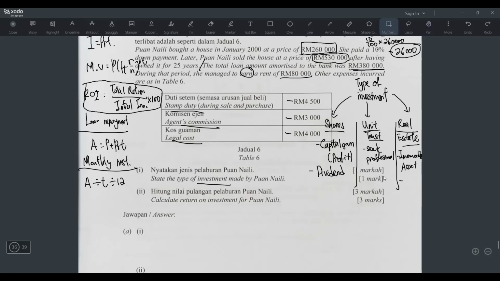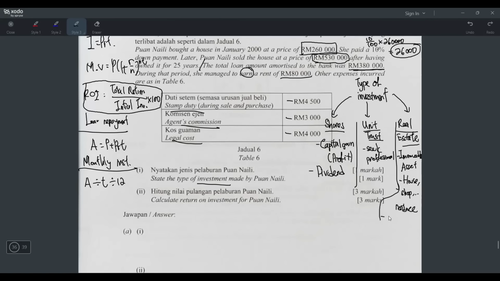Okay, house, shop, or some shop lot, something like that, or residence. So when you invest in these, they are called real estate. Okay, and you will earn capital gain, and also you will sometimes gain rent.